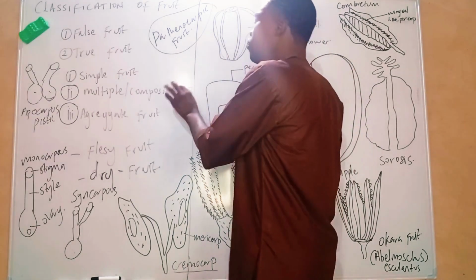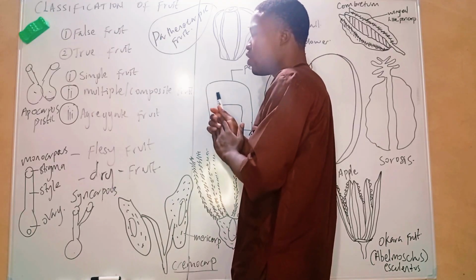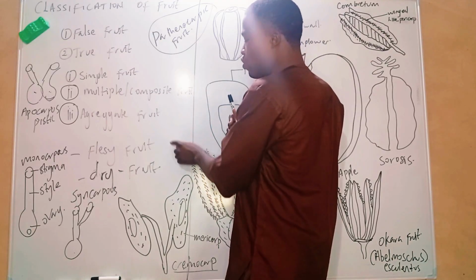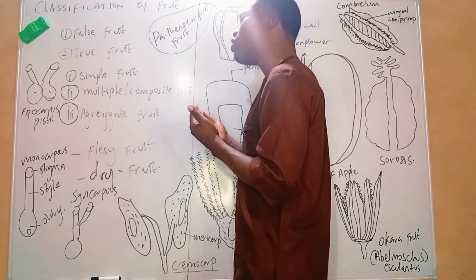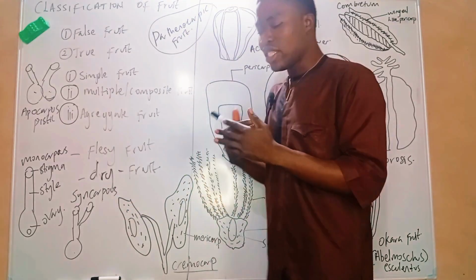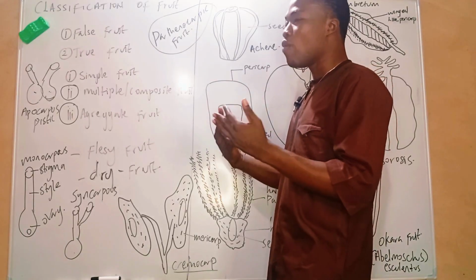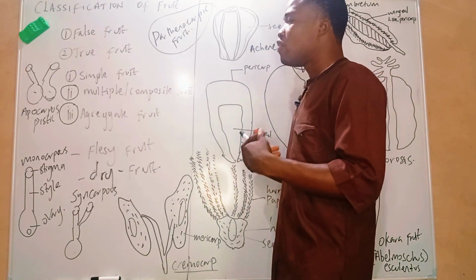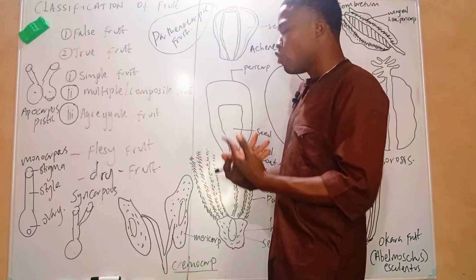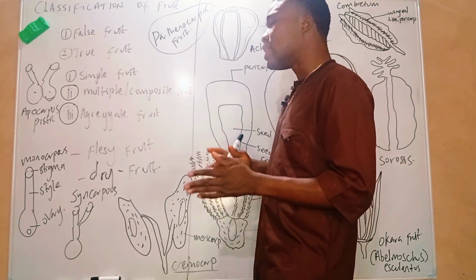Now, what is a multiple fruit? I would like to really explain this after we've known these two. A multiple fruit is a fruit that comes from a syncarpous pistil. In this type of fruit, many pistils fuse together to form a fruit. So the fruit can be one-seeded or many-seeded.